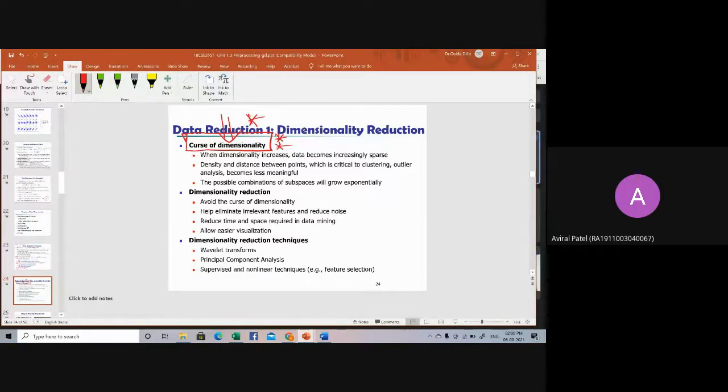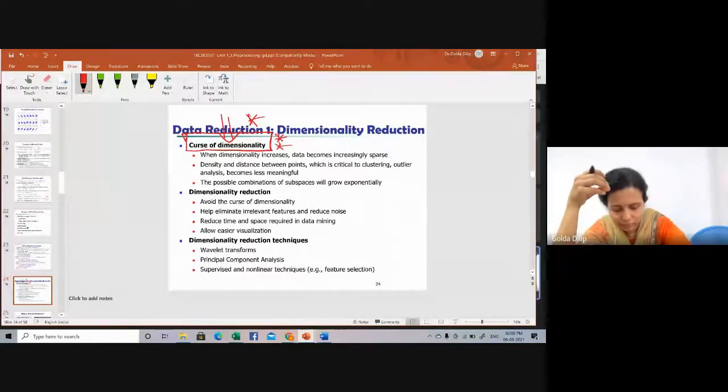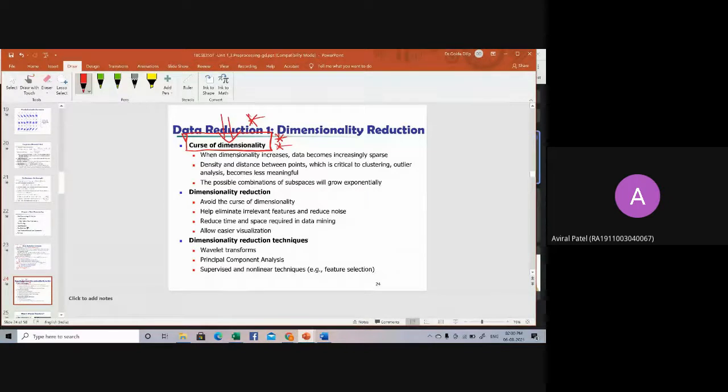Ma'am, data is like in a Rubik's cube, in the form of a Rubik's cube. So we have a lot of dimensions in it, and it's very difficult to gather, integrate or take out the data from that. So that is the curse of dimensionality, when we have like millions of dimensions in it.